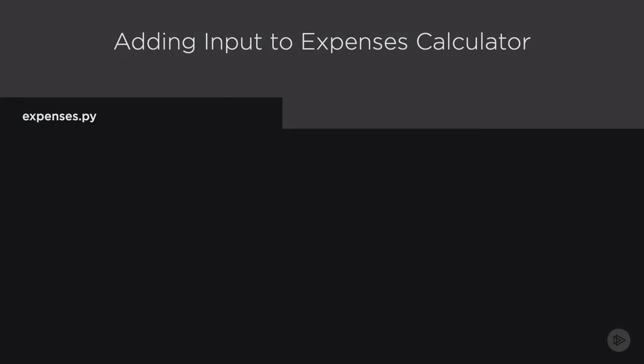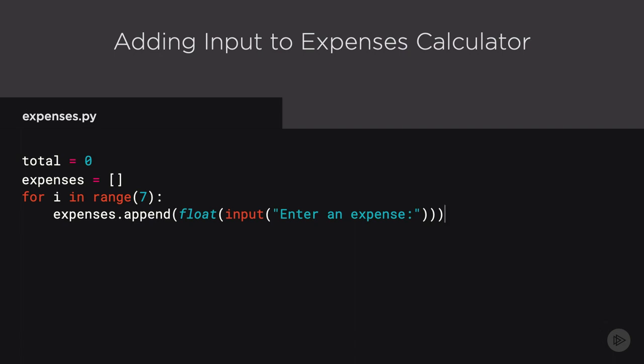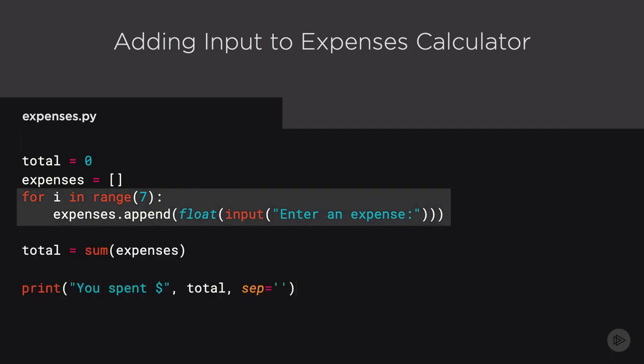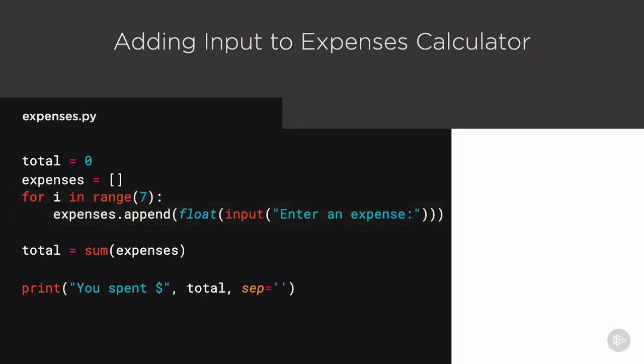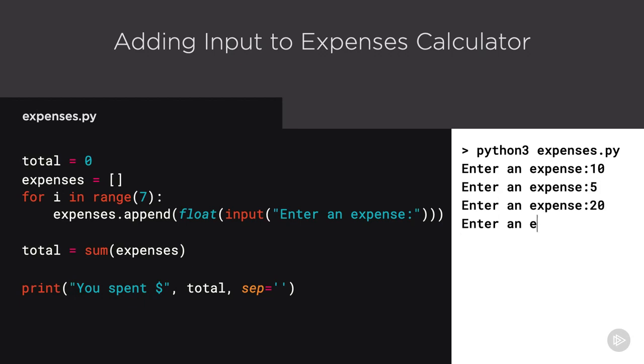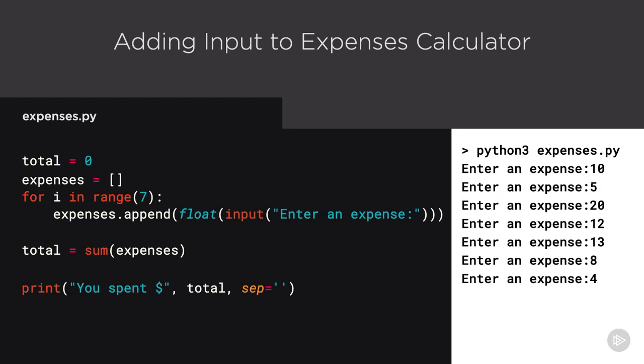If we look back at our program, we can ask the user to enter 7 expenses by creating a for loop with for i in range 7. Then inside the loop, we'll ask them to enter each expense. Now, if we run this, we can see that we can enter 7 separate expenses and then see the total printed as you spent $72.